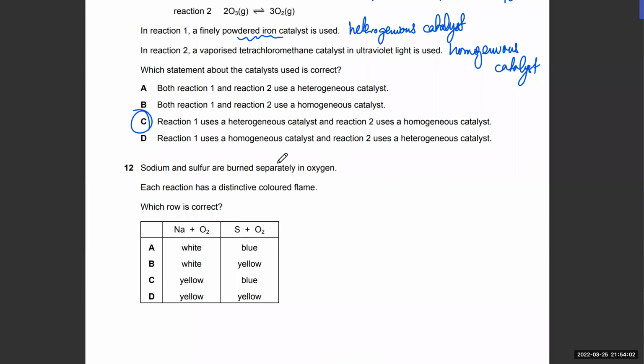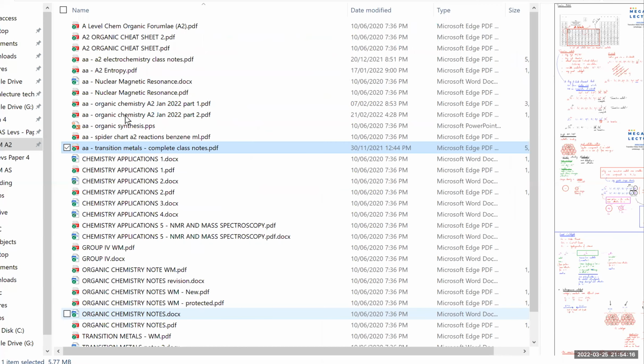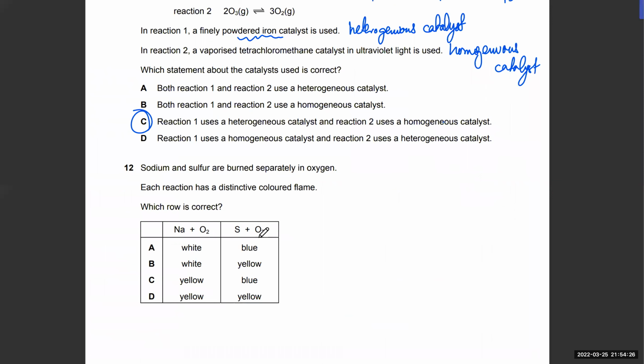फिर अगला कि sodium and sulfur burned separately. Each reaction has a distinctive colored flame. So, which one is correct? मुझे खैर दोनों का याद नहीं है. इसके वो नोट्स देख लेना. फ्लेम कलर्स मुझे कभी भी याद नहीं हुए. कहाँ पे नोट्स? सल्फर का ब्लू होता है, सल्फर इज ब्लू, वो मुझे याद है.